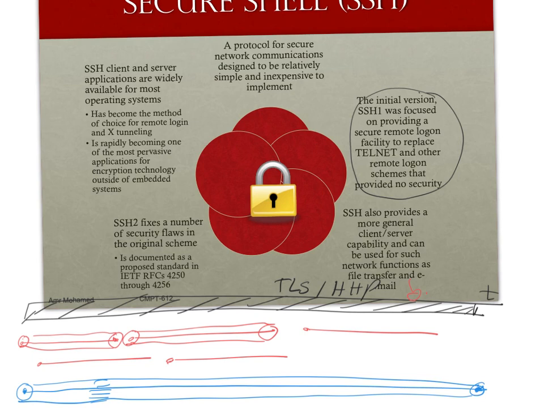SSH client and server applications are widely available for most operating systems, and it has become the method of choice for X-tunneling. We'll talk about the services that SSH provides, including X-tunneling, which provides a graphical user interface, which is what we use for Ubuntu and things like that. So you can have remote login, not just by command line, but with a graphical user interface. Everything is running on the server, but you have a graphical user interface that allows you to interact with the server. So not just command line. It is rapidly becoming one of the most pervasive applications.